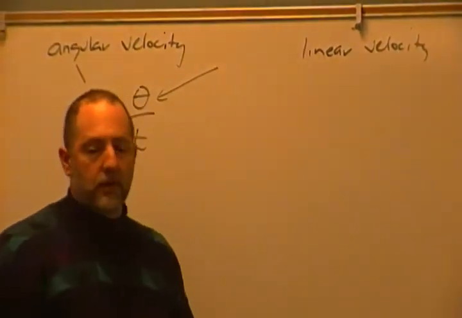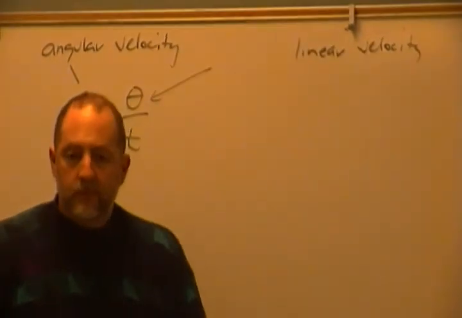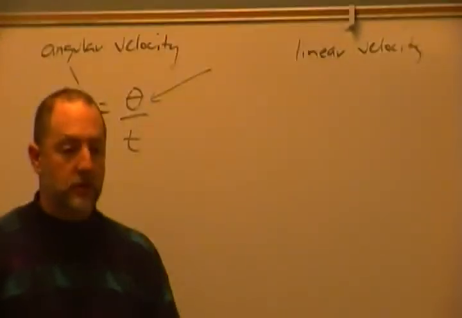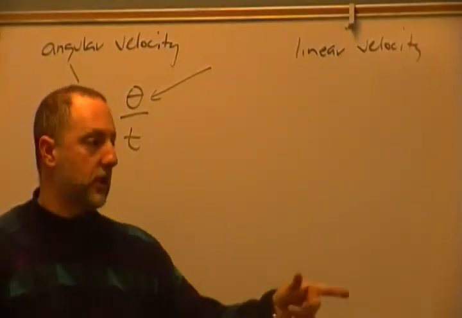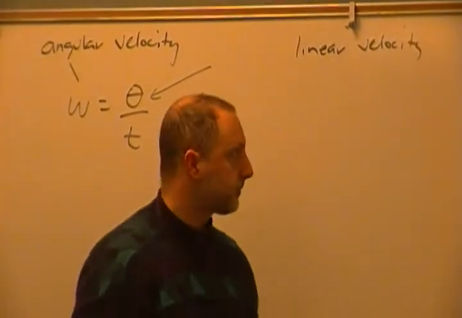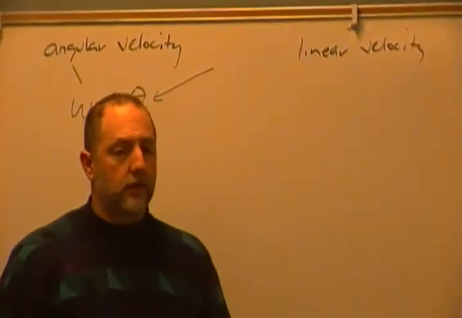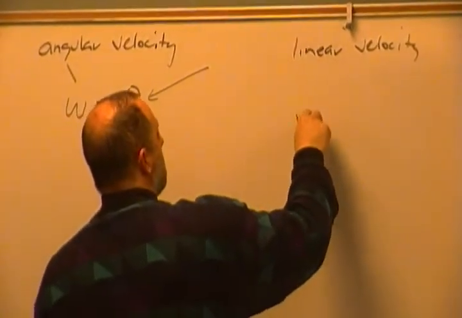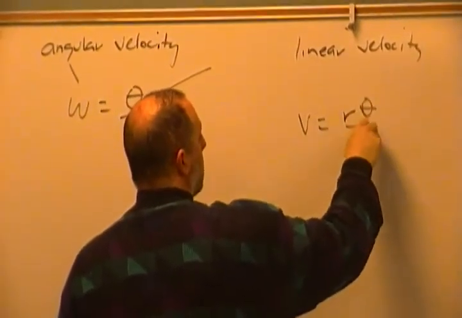What's the formula for linear velocity? I'm actually in section 7.2 at this point. I know some of you are still in the review section. But take a look at section 6.2, page 353. What's linear velocity? V equals r theta over t.